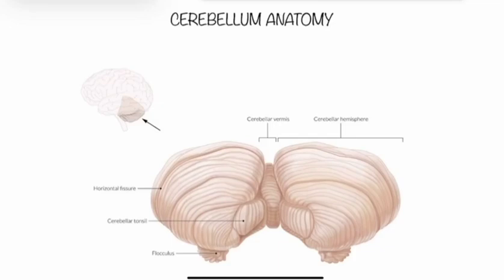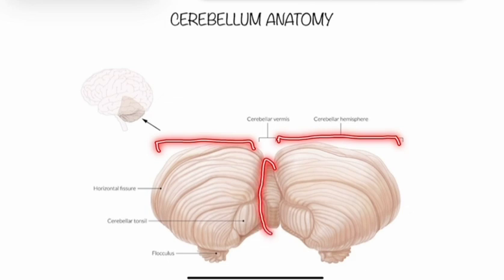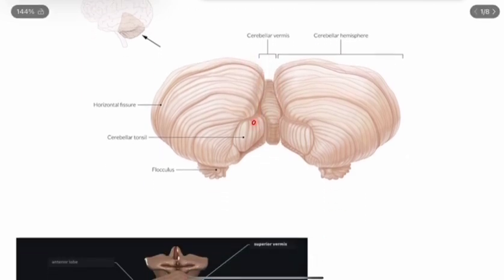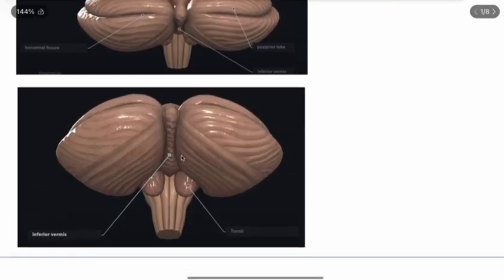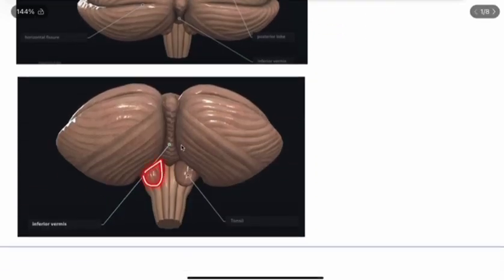Hello everyone. Today we are going to study cerebellar anatomy. The cerebellum consists of two cerebellar hemispheres which are connected together by the cerebellar vermis. As we take a look from a bit inferior aspect, we can appreciate the cerebellar tonsils. It is better shown in this image.